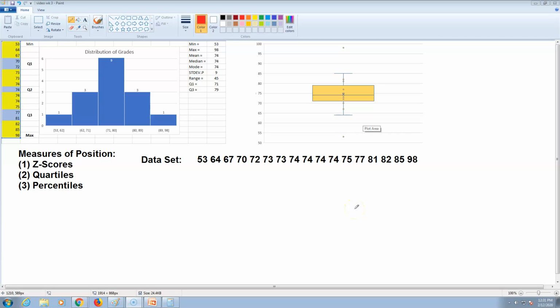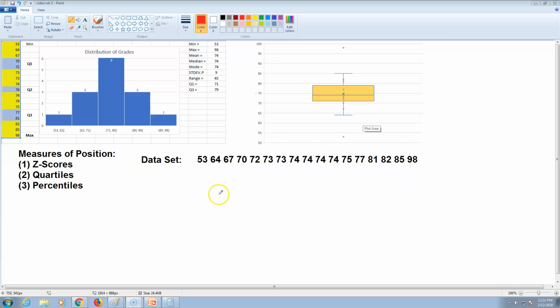All right, so in the previous video, I mentioned one of the ways we summarize data using measures of position. It was called z-scores. Now I'm going to show you how to summarize data using measures of position called quartiles. And the idea of quartiles is I want to divide the data into 4 equal groups.